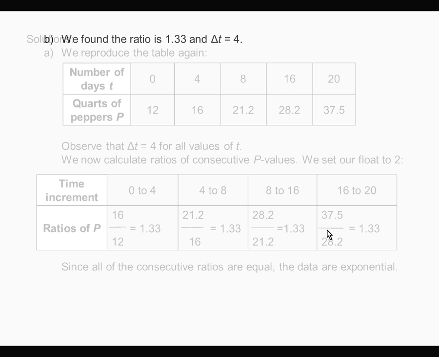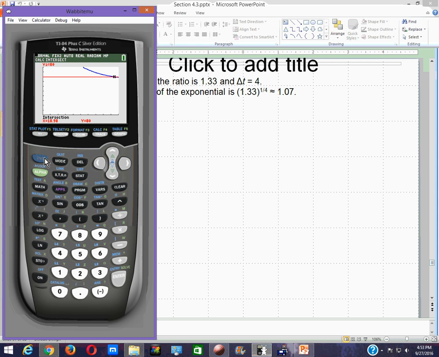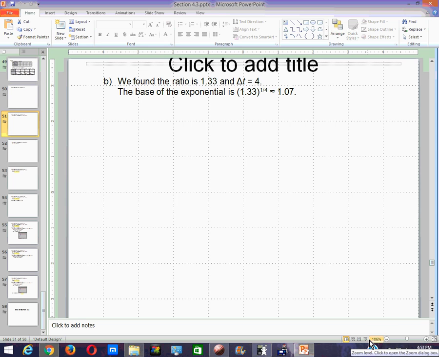Okay, part B, we want to find the model. Our ratio, again going back, was 1.33. Our delta t was equal to 4. Remember, the r is 1.33. Remember, A, the growth factor, is r raised to the 1 over delta t power. So if you do that out to 2 places, take out the calculator, quit this, and do 1.33 raised to the 1 divided by 4 power. Now remember, in the TI-83, you're going to need to put the exponent in parentheses, because the exponent has an operation. So 1.07. Remember, I did set my float to 2. So 1.07.